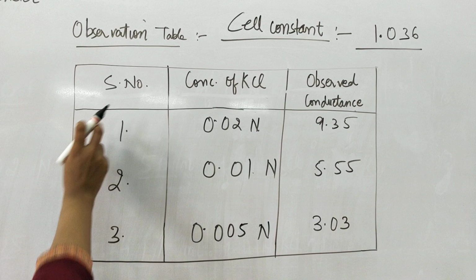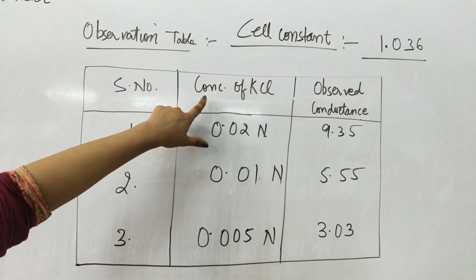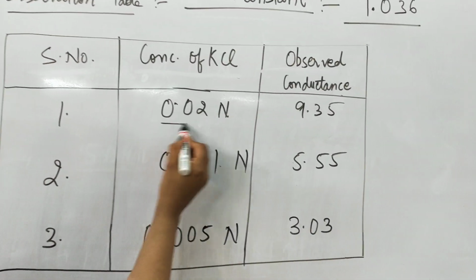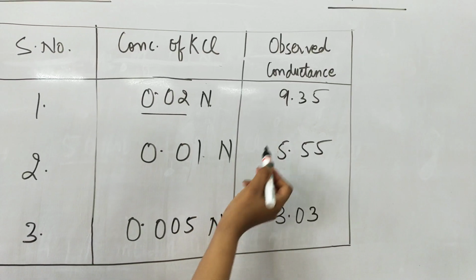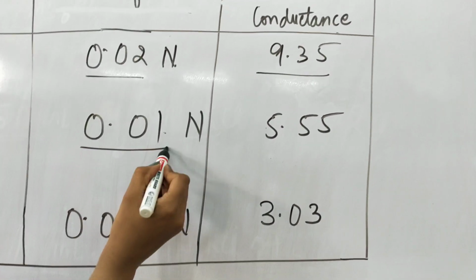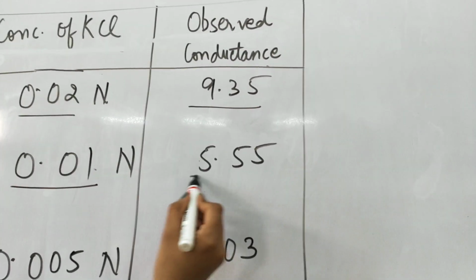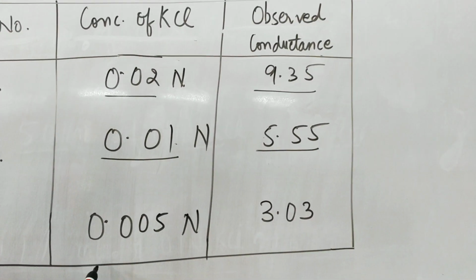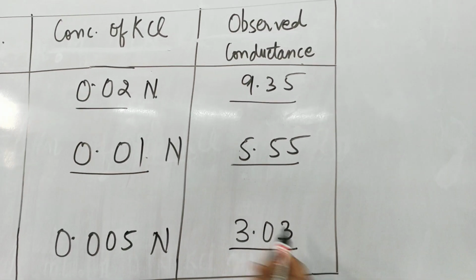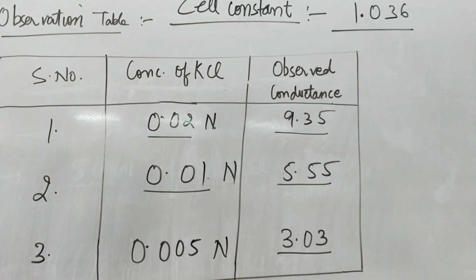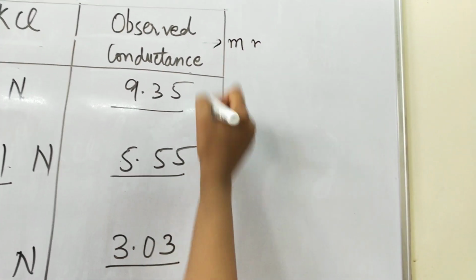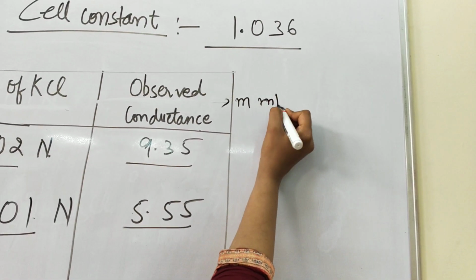So this is our observation table. The second column represents the concentration of KCl, which is 0.02 normal, and the respective observed conductance value for this solution is 9.35. For the next concentration, 0.01 normal, our observed conductance value is 5.55. And for the third concentration, which is 0.005 normal, the observed conductance was equal to 3.03. And the units for the conductance are millimole. These all values are in millimole per centimeter.